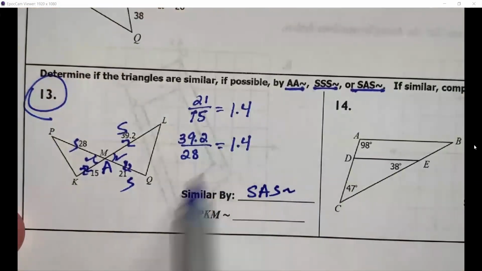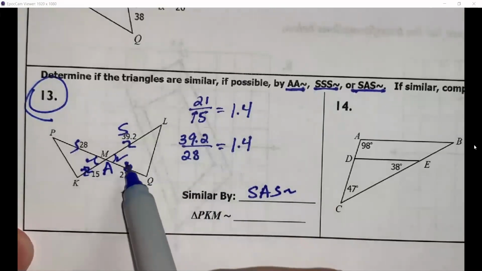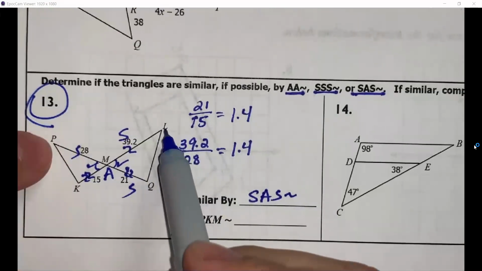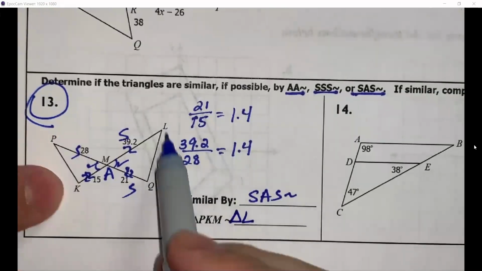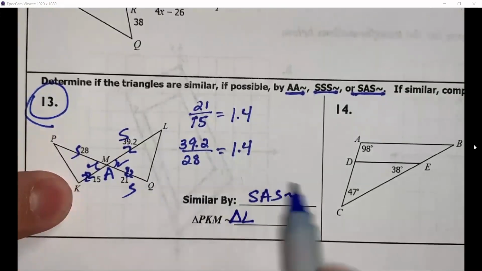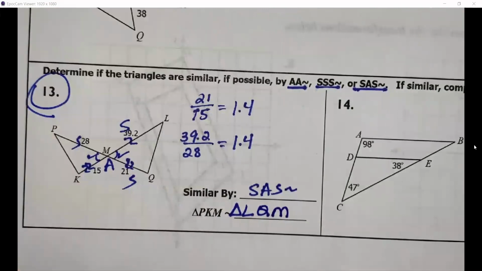So because they're similar by side, angle, side, well, we know that triangle PKM, right? If I look at this, I'm going to see that L corresponds with P, so it's going to be triangle L. And I know that Q corresponds with K, and K is the second one, so I'm going to put Q right there, and then M is M. And so I know that those two triangles are similar by SAS. All right.